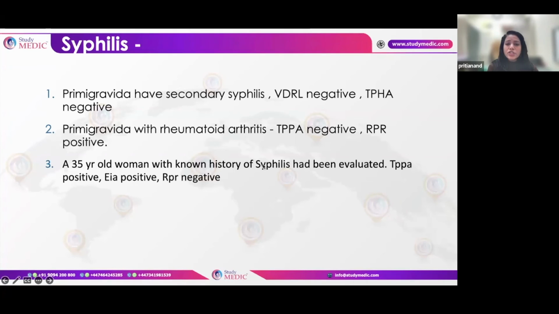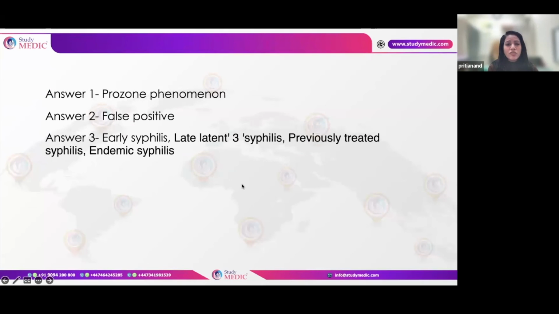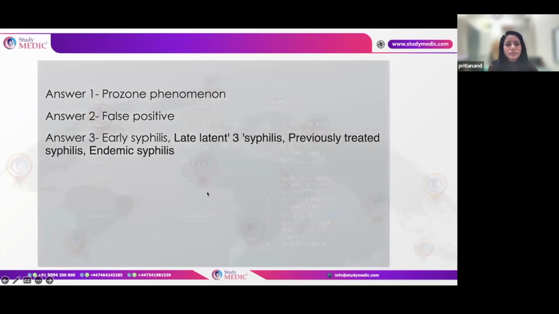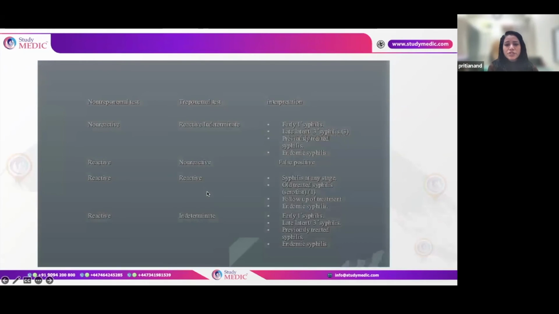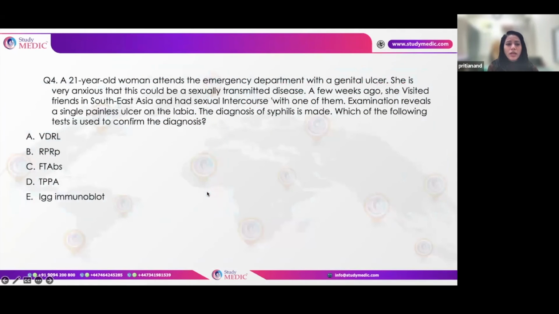And if the patient has a known history of syphilis with TPPA positive and EIA or CLIA also positive, but RPR is negative, these are actually cases of very early syphilis. So these are some explanations for the same. For syphilis testing, ideally the first test to be done is always an antibody detection test, which can be EIA or CLIA. But if the first test is positive, the patient requires a confirmatory test, which is usually done by TPPA or TPHA.